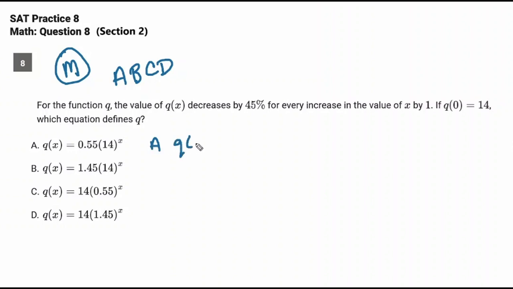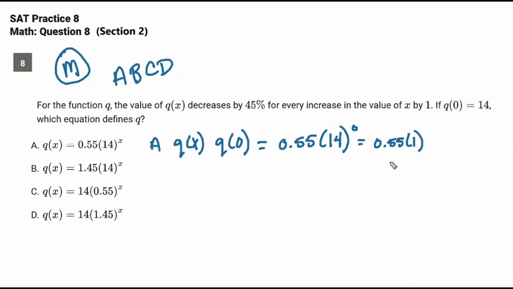Q of x, well, this says q of 0, right? Doing a function is just following directions. Q of 0 equals 0.55 times 14, and then follow the directions. Every time you see an x, you're going to put in a 0. Well, anything to the 0 power is 1, so this is 0.55 times 1. You're supposed to get 14. Do you get 14? No, you get 0.55. So that didn't even work there.